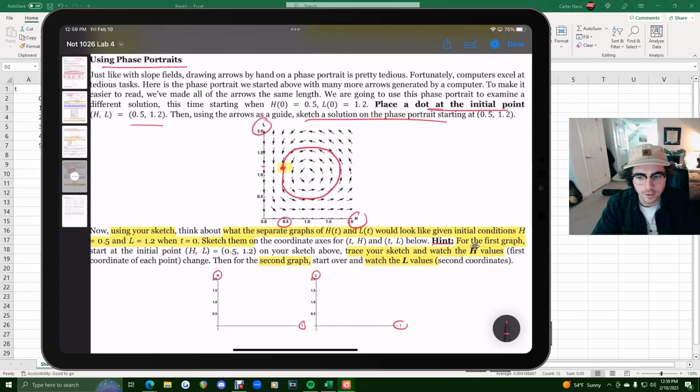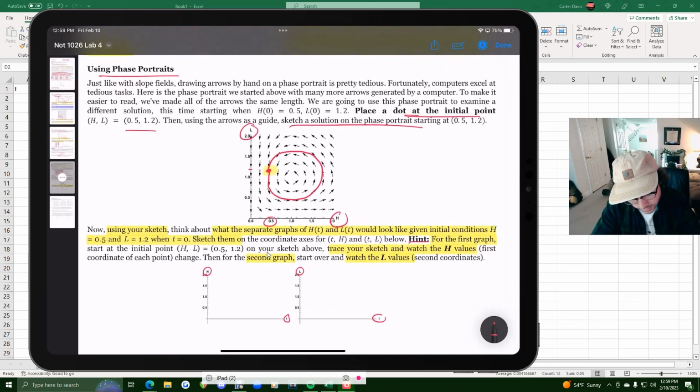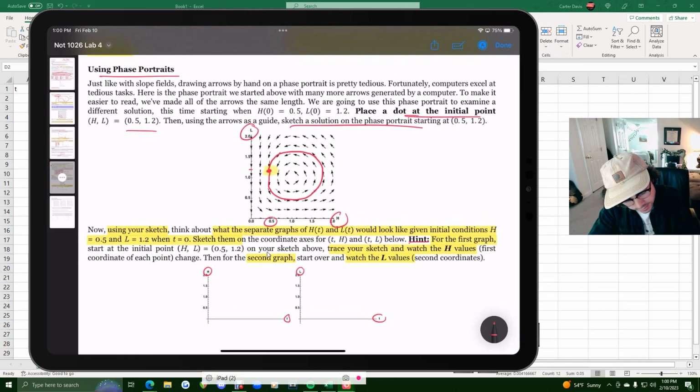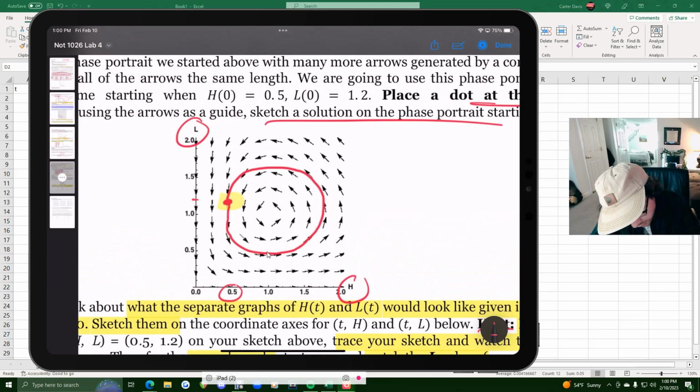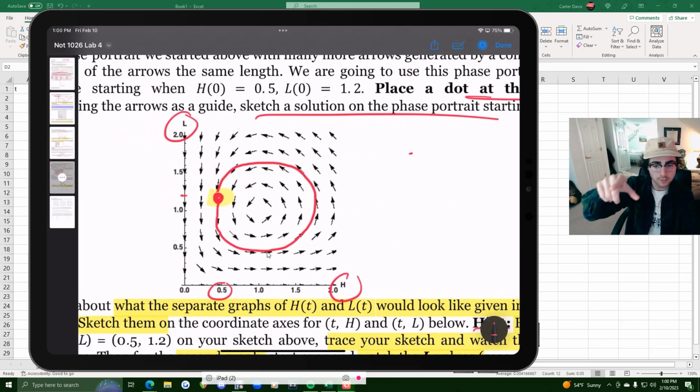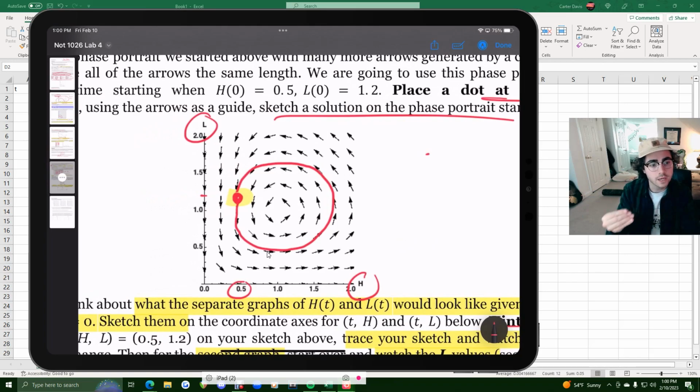They say for the first graph, start at the initial point and trace your sketch of this graph while watching the H values change. So the idea is when you start at this point, your initial point, we want to follow this curve around, but we'll only think about how the H values are changing. When we go down this first little slant, the H values aren't changing, but as we go across, the H values are changing.